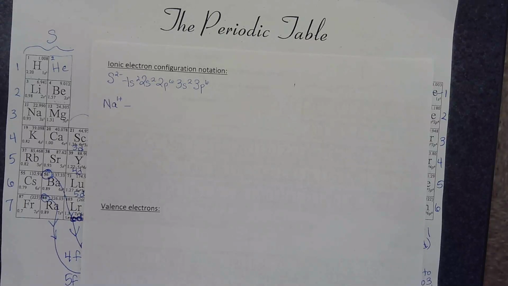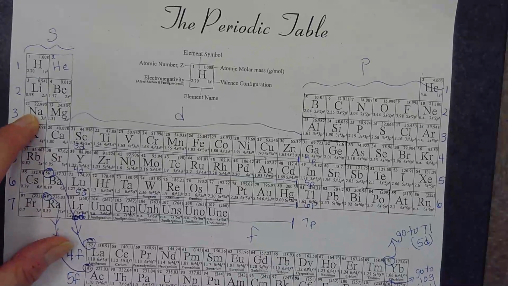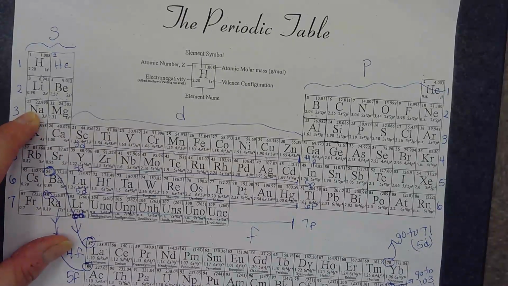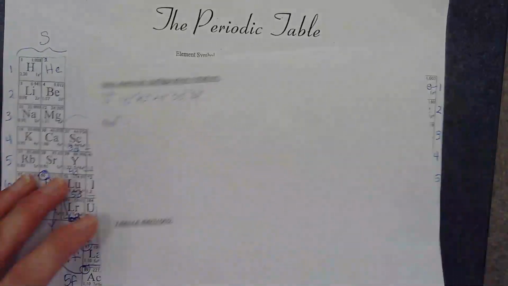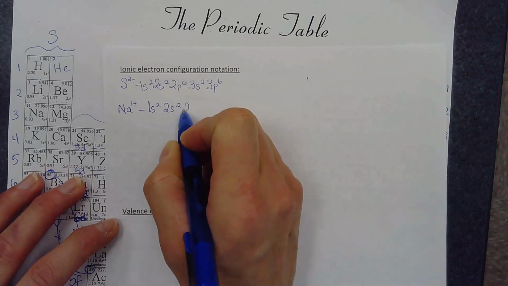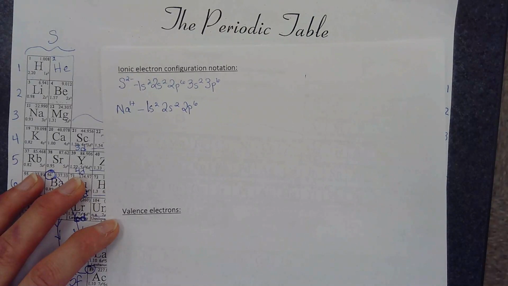What has happened to make it +1? Come on. It's lost an electron. How many electrons does it normally have? 11. So if it's lost one, how many do we have now? 10. Who has 10 electrons? Neon. So who are you really drawing? Neon. So 1s2, 2s2, 2p6. Is that correct? Does that make sense?